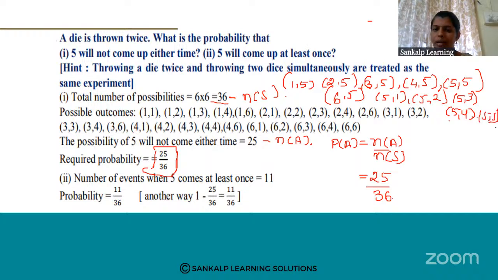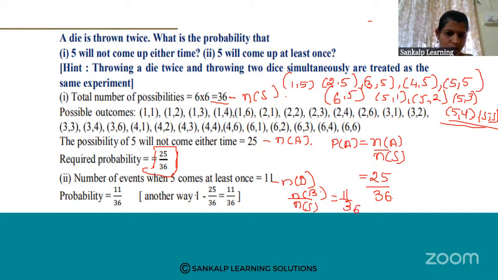So how many outcomes will you get when 5 comes at least once? That means 5 must come at least one time. How many times has it come? 11 times, right? So 11 is n of b, the favorable outcome. So probability is n of b divided by n of s. So n of b is 11 divided by 36.